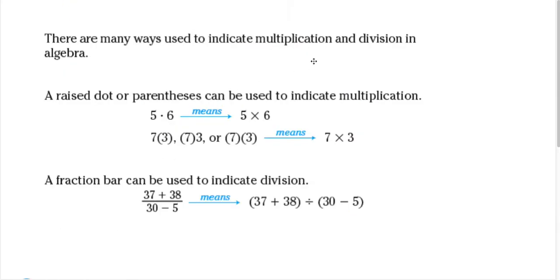There are many ways to indicate multiplication and division in algebra. We talked about this in the past, but let's review. A raised dot or parentheses can be used to indicate multiplication. 5 dot 6 means 5 times 6. 7 parentheses 3 means 7 times 3. Or parentheses 7 times 3 is the same. Or parentheses 7 times parentheses 3 simply means 7 times 3.